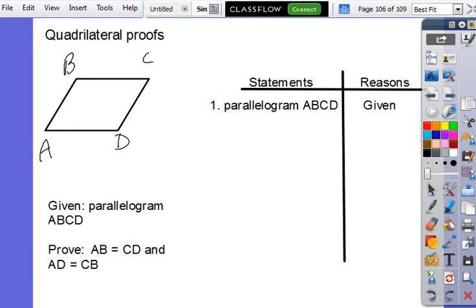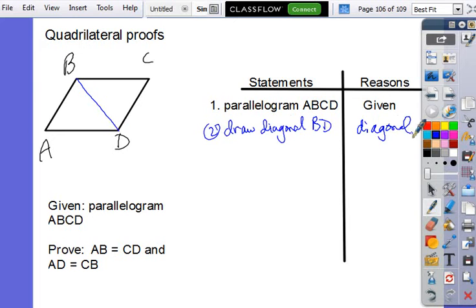Alright, so on this, if I'm trying to get the sides being the same at the end, I need triangles being the same before that. Since I don't have any triangles, I'm going to make triangles. So we're just going to draw diagonal BD, and I'm just going to put the rule as just a diagonal. That's the same as drawing the auxiliary line. No big deal.